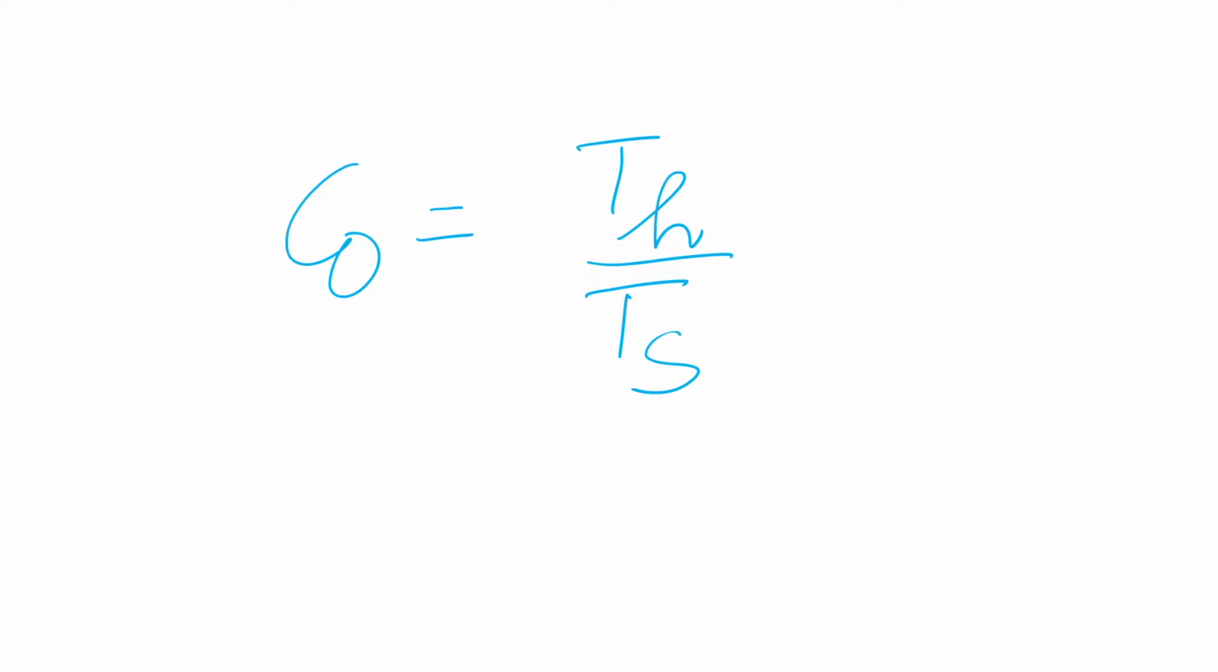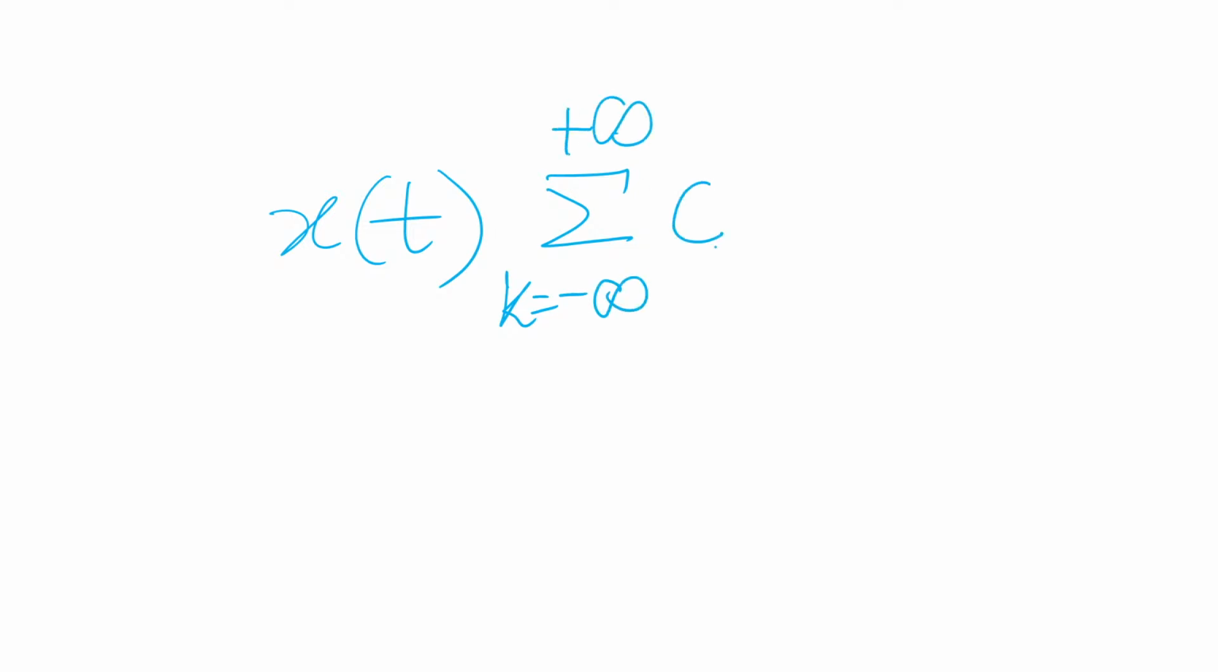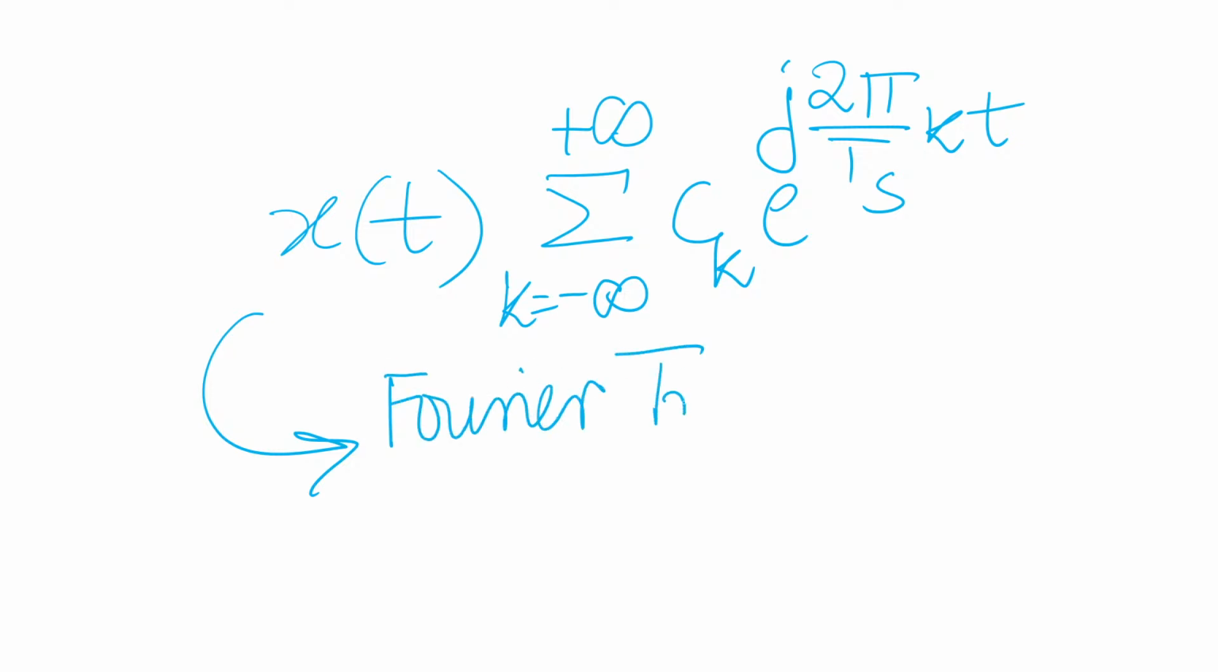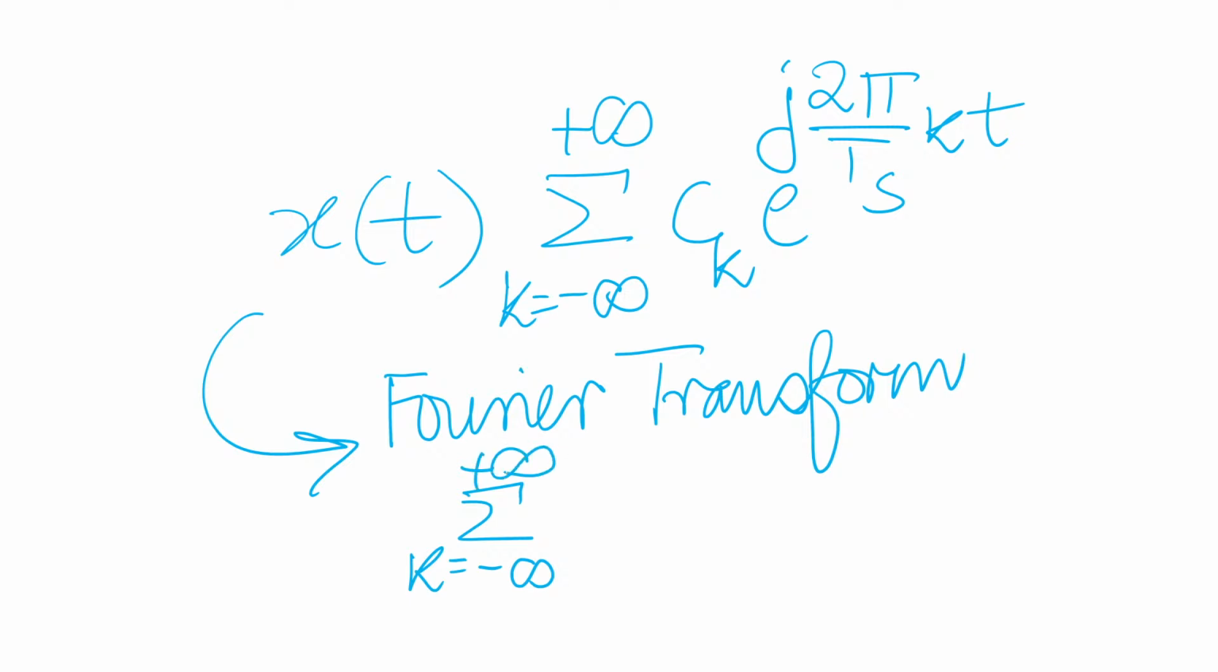Now when you multiply x(t) by this Fourier series, what you're doing is you've taken the original band limited signal, hopefully x(t) is band limited. x(t) is multiplied by summation k going from minus to plus infinity, ck e raised to the power j 2 pi by Ts kt, and the Fourier transform of this is summation k going from minus to plus infinity ck times, now the Fourier transform of x(t) multiplied by this exponential is essentially the Fourier transform of x shifted by 2 pi by Ts times k.